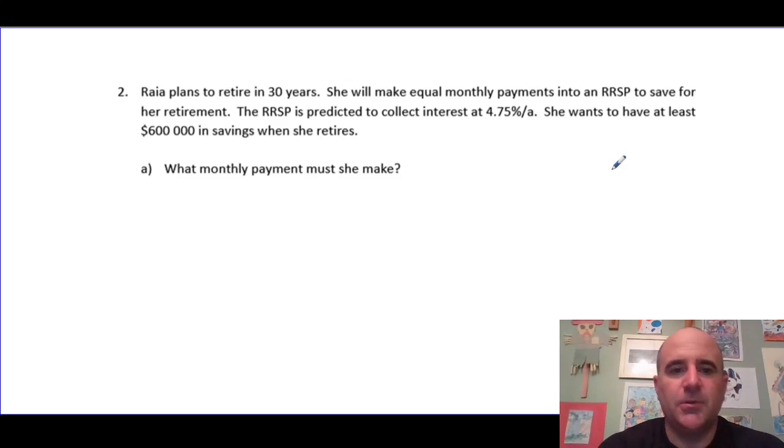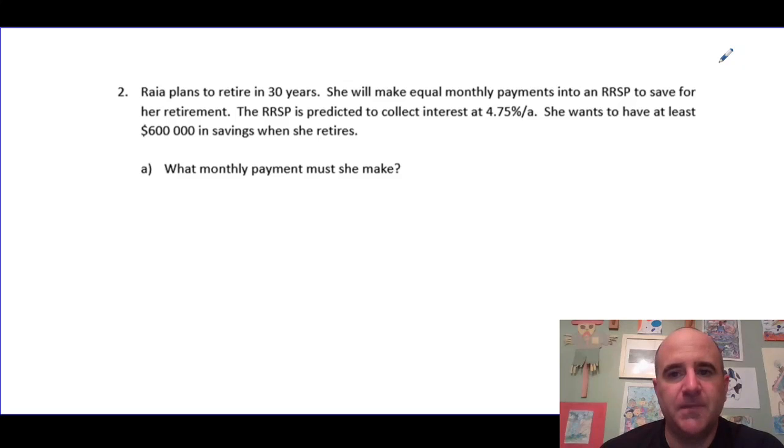In our next example, we have Rhea, who plans to retire in 30 years. It's good to think about retirement early. Usually, it's a good idea to think about retirement as soon as you start working. So she's going to make equal monthly payments into an RRSP to save for her retirement. The RRSP is predicted to collect interest at 4.75% per annum, and she wants to have $600,000 in savings when she retires.